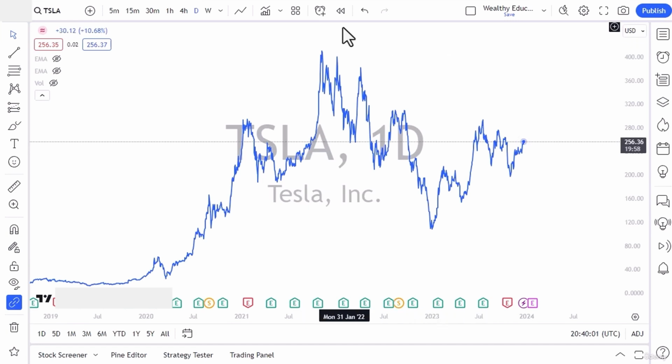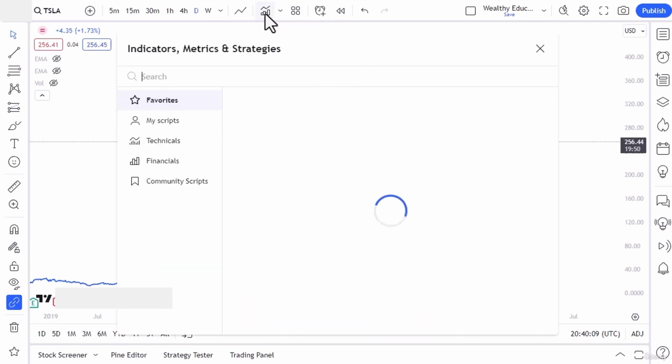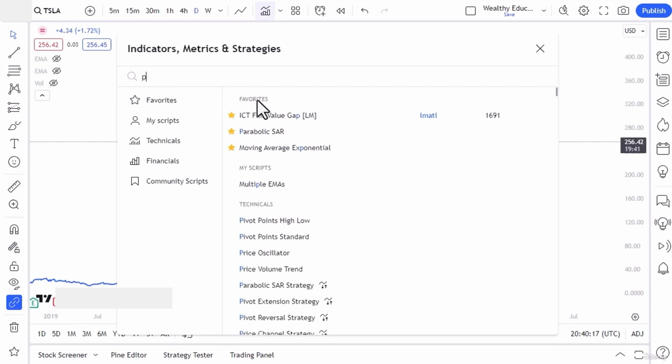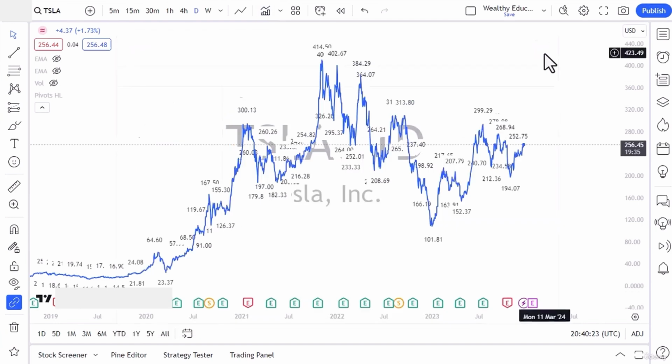The top bar also features indicator templates. You can look for indicators. For example, I have some that are already saved, but if I wanted to do pivot points, high and low, I could click on that, and it will bring that up on the chart, and you can see that those all pop up. I also can make it disappear.